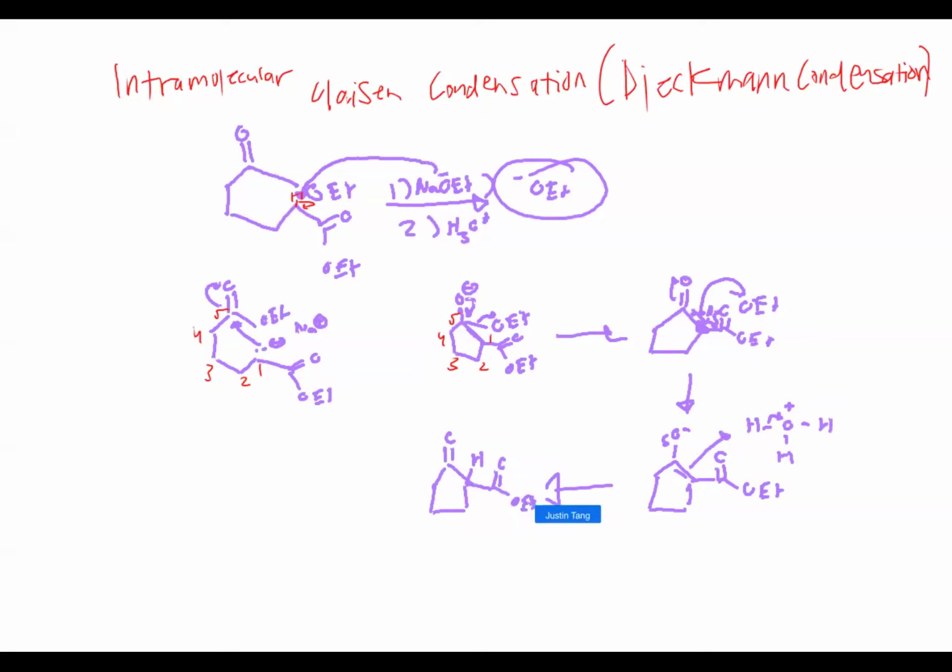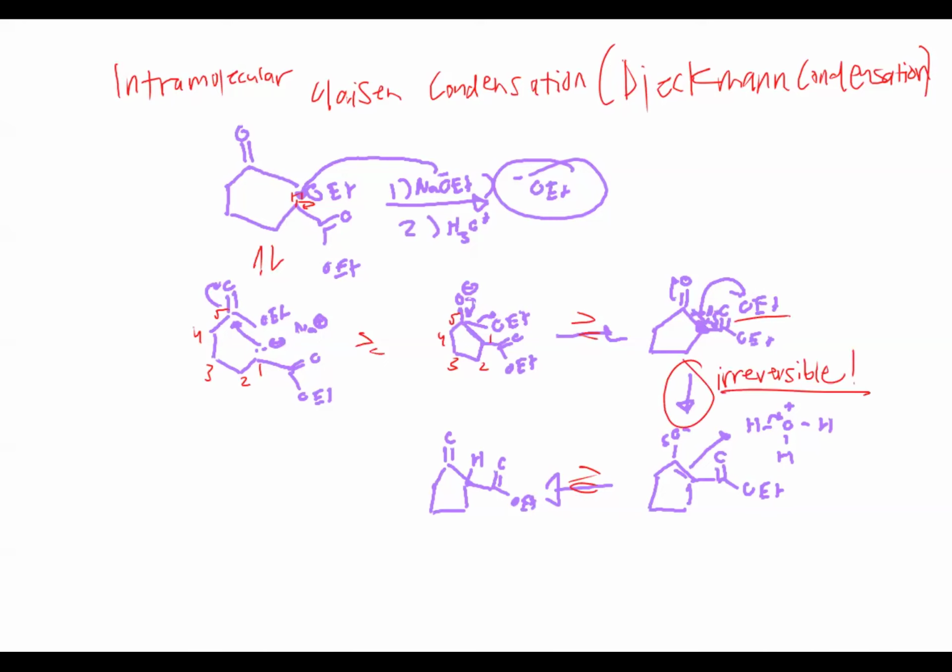That's right. And I don't know if your professor's nitpicky about this, but all of these steps are reversible, except when we do this vengeance step. When this bad leaving group grabs the alpha hydrogen, that's the irreversible step. But everything else is reversible.